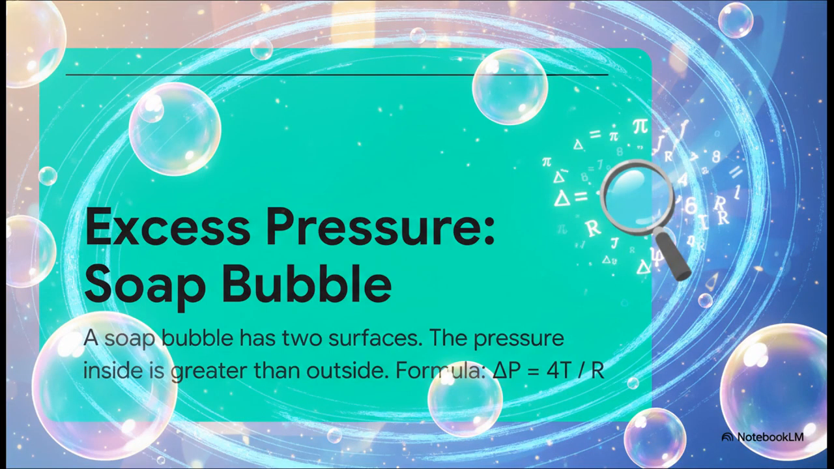All right, now for something a little different, a soap bubble. Now, think about it. A soap bubble isn't like a solid drop, is it? It's hollow. That means it has two surfaces in contact with the air, an inner surface and an outer surface. And since both of those surfaces are trying to contract inwards, what do you think happens to the excess pressure? It doubles. Exactly. So the formula logically becomes delta P equals 4T divided by R.